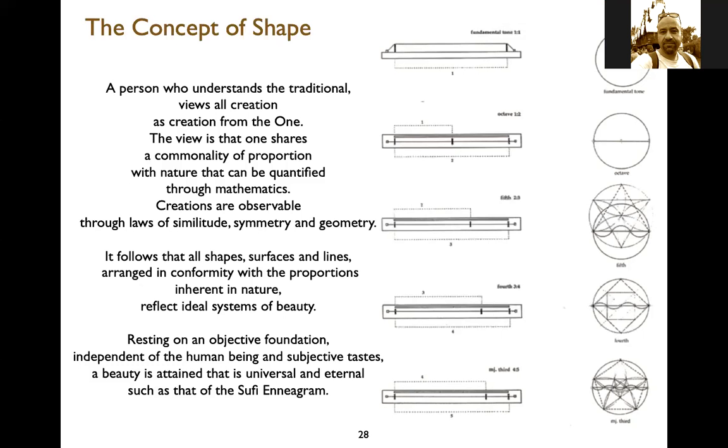Creations are observable through laws of similitude, symmetry, and geometry. It follows that all shapes, surfaces, and lines arranged in conformity with the proportions inherent in nature reflect ideal systems of beauty. And this is sometimes where the Western world, particularly in the world of art, no longer respects, for instance, symmetry and proportion, but is more abstract. And so you don't see the same mathematics that you see in nature. Resting on an objective foundation, independent of the human being and subjective taste, a beauty is attained that is universal and eternal, such as that of the Sufi Enneagram.